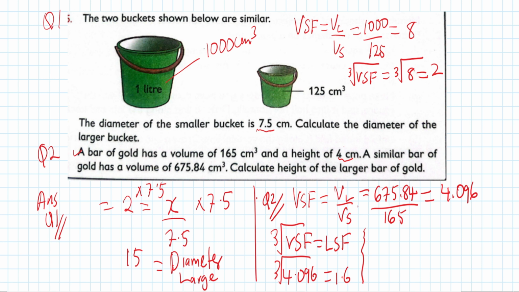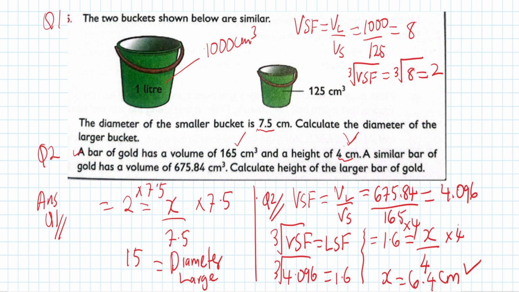So there's another way of getting the height of the larger one, and that is simply by multiplying the linear scale factor by the height of the smaller, because we know the height of the larger one is 1.6 times bigger. Or the other way to do it is that you take the linear scale factor is equal to the height of the larger one, which is x, over the smaller one, which is 4, because the smaller height is 4. So times 4, and therefore x is equal to 1.6 times 4, which is going to be 6.4.